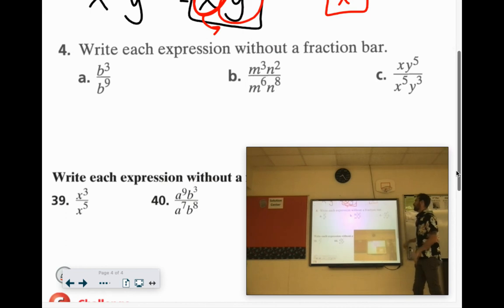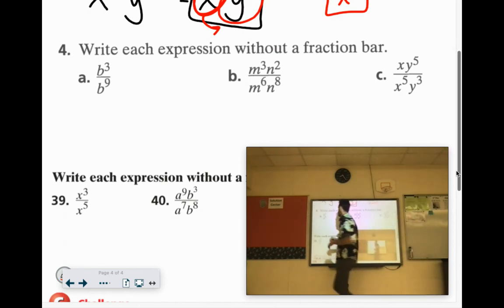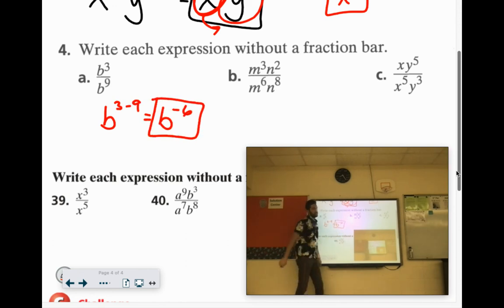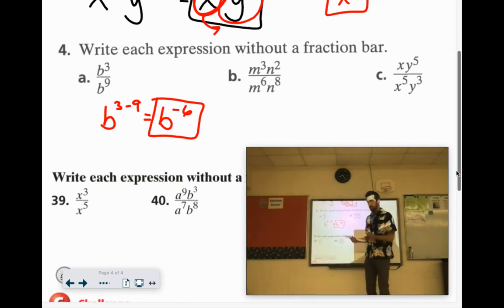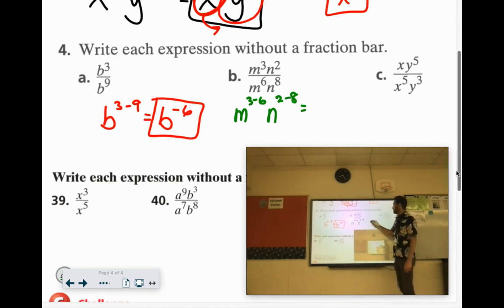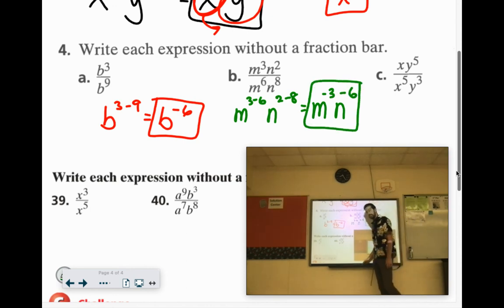b to the third over b to the ninth, we're just writing it without a fraction bar. So we're subtracting 3 minus 9, which is negative 6. That is the answer they want. If we said simplify it, it would be 1 over b to the 6th. Subtracting exponents for the m, we have 3 minus 6. For the n, we have 2 minus 8. 3 minus 6 is negative 3. 2 minus 8 is negative 6. This is the answer that they want. If it said simplify, then it would be 1 over m to the third and n to the 6th.